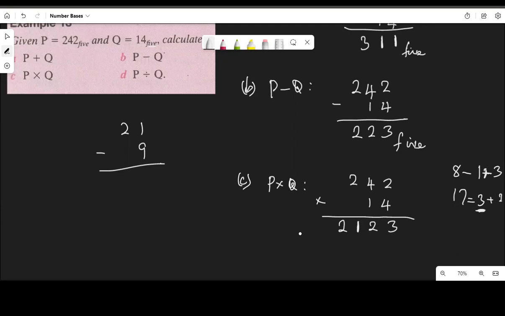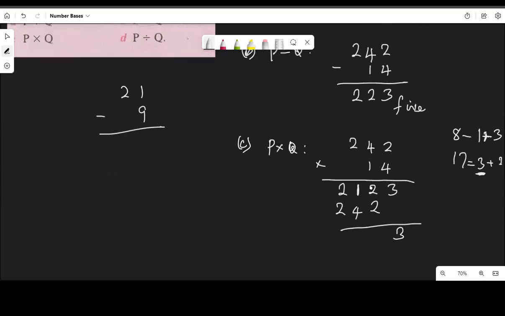Then for the second row, we multiply again. 1 times 2 is 2. 1 times 4 is 4. 1 times 2 again is 2. Then we add. 3, we bring it down. That is 3 plus 0, which is 3. Then 2 plus 2, 4. 1 plus 4 is 5.